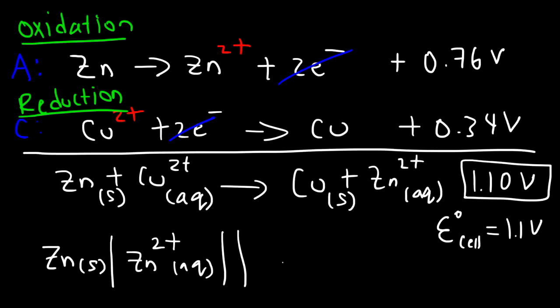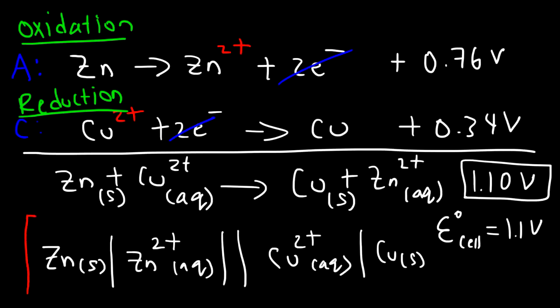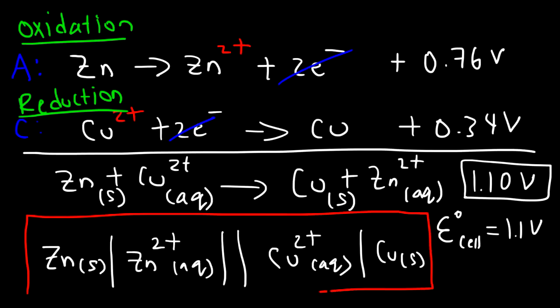So in the reduction half cell, we have the copper 2+ ion dissolved in a solution, and we need to separate that because the electrode is in a different phase than the copper 2+ ion, and so the cathode is copper metal, the anode is zinc metal. So that's a simple way in which you could represent this cell using cell notation, also known as line notation. By the way, a galvanic cell is also known as a voltaic cell, so just keep that in mind.